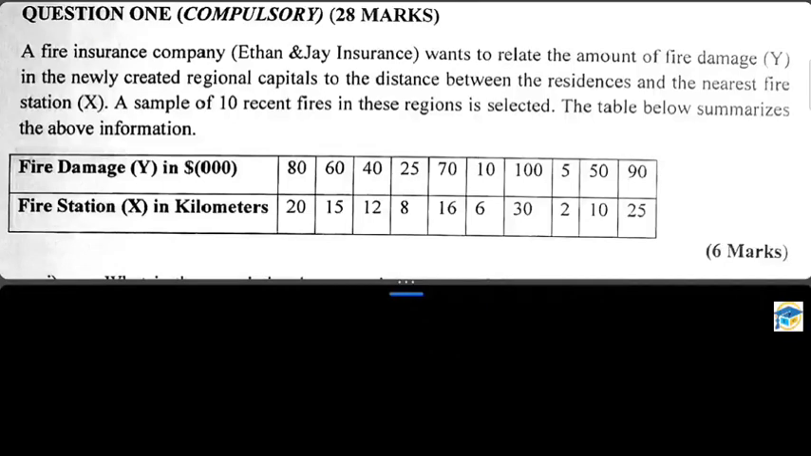In today's video, we are going to take on part 2 of correlation and regression analysis with a practical example. As you can see on the screen, I'm about reading. A fire insurance company, Ethan and J Insurance, wants to relate the amount of fire damage, Y, in a newly created regional capital to the distance between the residence and the nearest fire station, X. A sample of 10 recent fires in these regions is selected. The table below summarizes the above information. So we have fire damage represented as Y in dollars. So these are amounts, whenever the distance between the residence of the person and the station is also given here, and then we have the amount of fire damage.